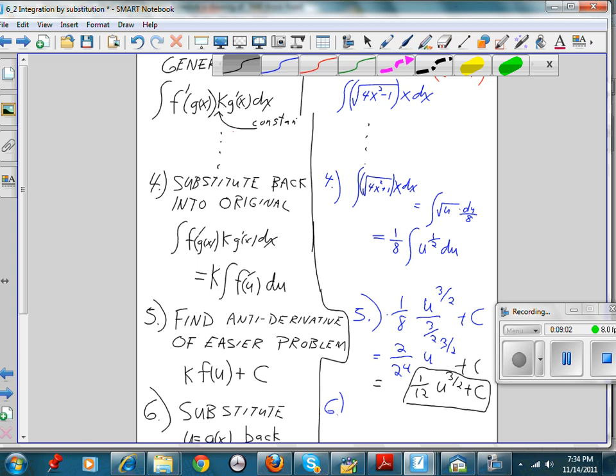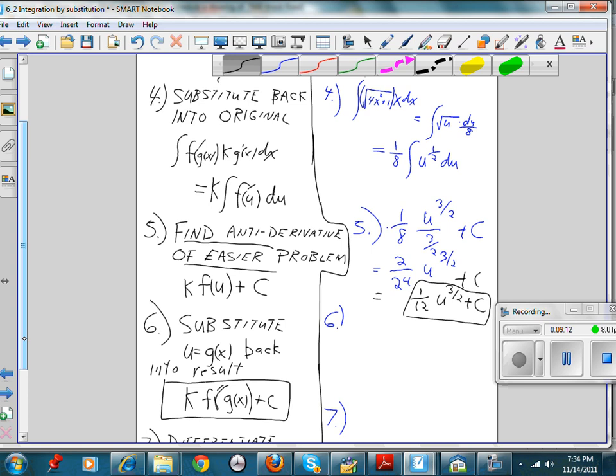Now, notice when I started this problem, I found the antiderivative of the easier problem. Yes, I just did that. But now what's the next thing I want to do? I want to substitute u back into the original. Okay? I want to get this back, and so what was u equal to? Well, u is equal to 4x squared plus 1 here, so I get the answer is 1/12 (4x squared plus 1) to the 3/2 power plus c.